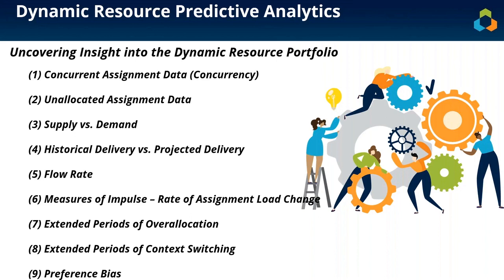Then we have others like extended periods of overallocation. How long is that sustainable? Extended periods of context switching. And then of course we have things like preference bias. So within the pool itself, what does the preference look like for specific resources? How does it tie into that intra-group distribution? And we can glean additional details from that information.